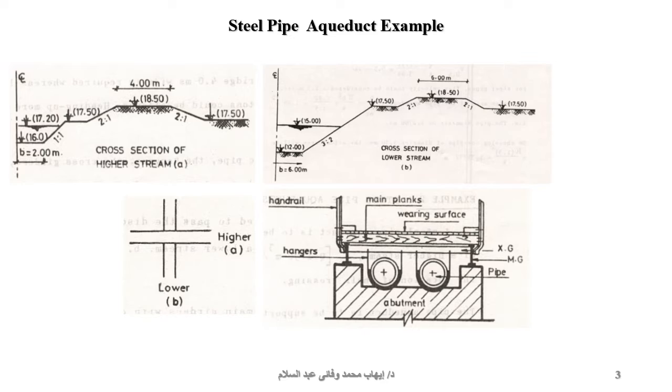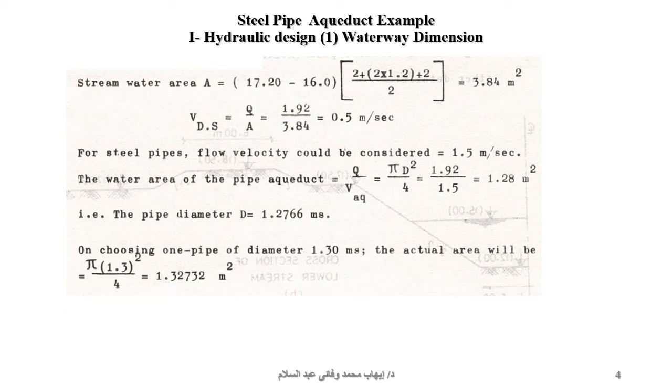Steel pipe aqueduct example. Cross section of higher stream A, cross section of lower stream B. It's located on the plan. This is the abutment and the hanger, handrail, main planks, wearing planks, pipes, main girder, cross girder. From equations, we can arrive to stream water area A, then find V at downstream.